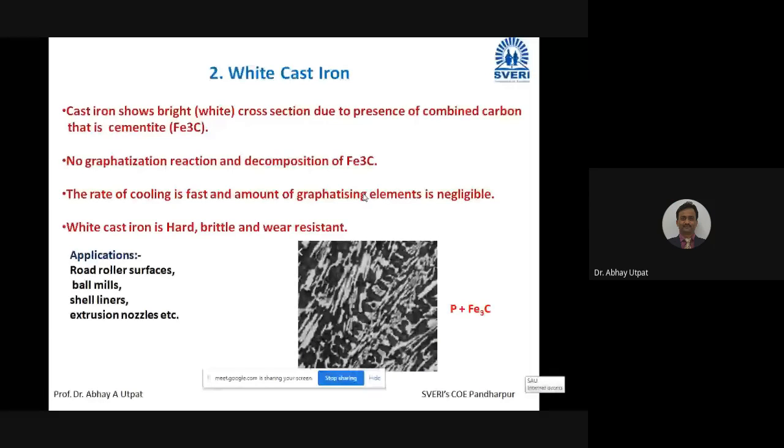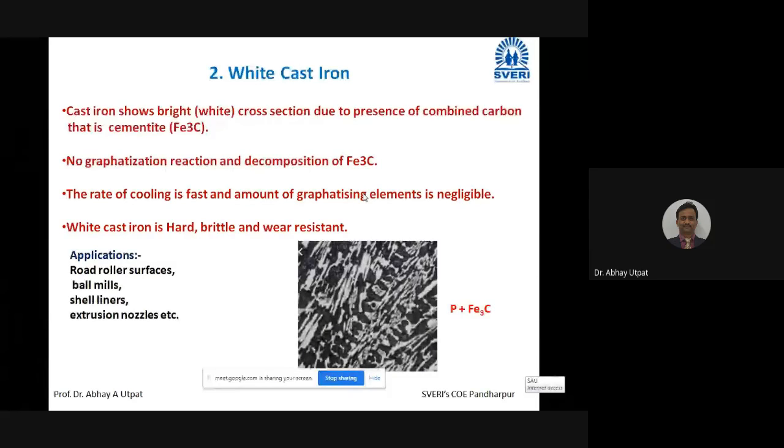Okay. So white cast iron shows a bright cross section due to the presence of combined carbon, that is cementite. Cementite is Fe3C. Iron carbide is also called cementite. This cementite shows bright color, and bright color is treated as white. That's why the name of the cast iron is white cast iron. There is no free carbon. Remember, the main difference between gray cast iron and white cast iron is that there is no free carbon present in the white cast iron.